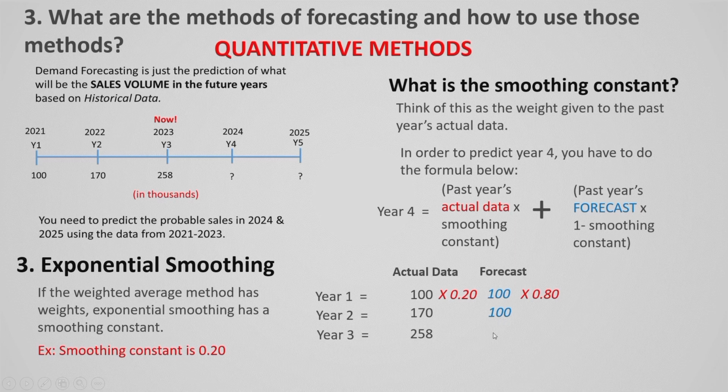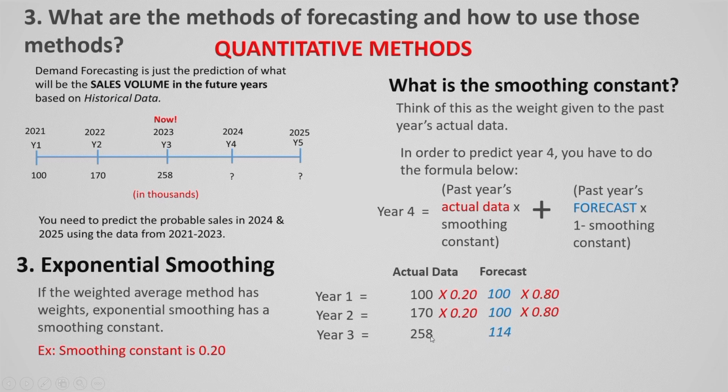Now, let's continue the pattern to year 3. So, actual data from year 2, which is 170, times the smoothing constant of 0.20 plus 0.80 times 100, which is the forecast of year 2. So, this here is 34 plus this here, which is 80, and we will get 114. And finally, since we have the forecast already for year 3, we can already forecast for year 4. So we just have to follow the same pattern.